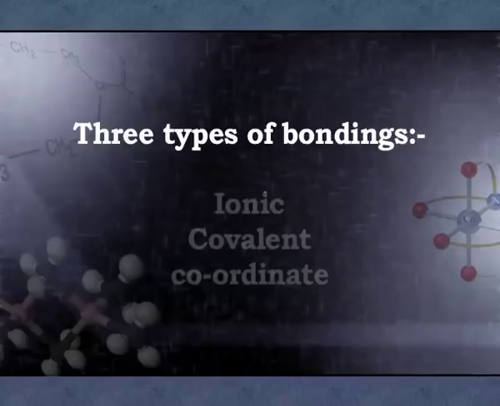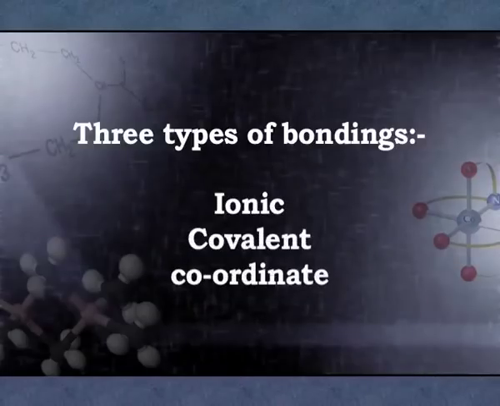But actually, the word coordination comes from the bonding. Because there are three types of bonding, that is ionic, covalent and coordinate. Coordination compounds mean where coordinate bonding exists, where the compounds have a coordinate bond. Such compounds are known as coordination compounds.